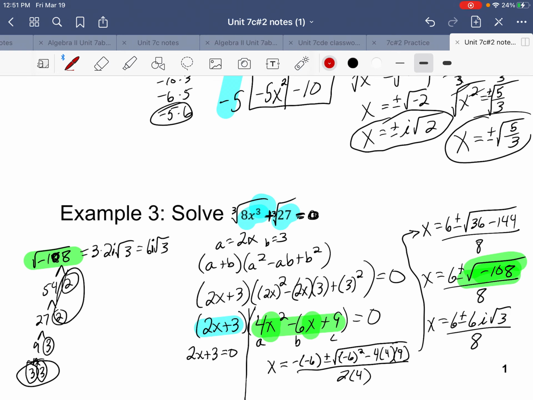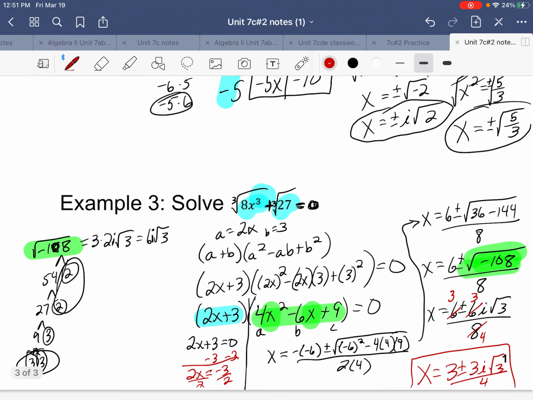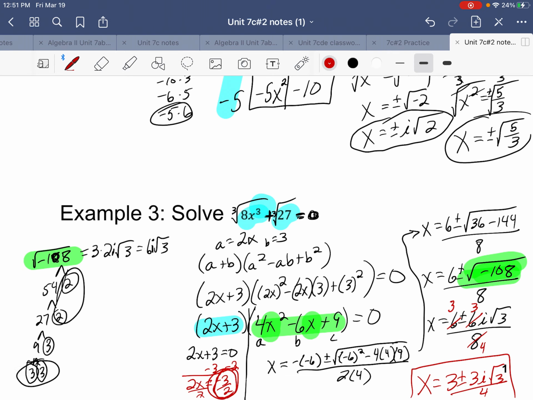And the very last thing is you look at the coefficients or the constant terms. All 6, 6, and 8 can be divisible by 2. So 3, 3, and 4. And your final answer: 3 plus or minus 3i square root of 3 over 4. That is 2 of your answers, and I never even finished the other one. The 2x plus 3, when you solve that, that is your other answer. So negative 3 over 2 is your other answer. So there are 3 solutions there, which, if you look at your exponent, should be 3 solutions. All right, come to class with any questions.